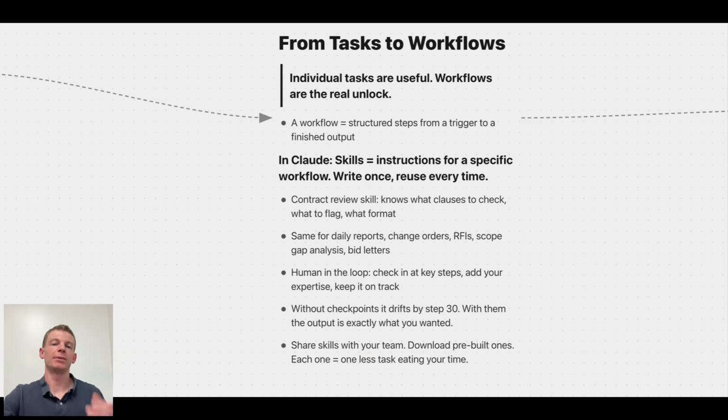So that means by the time it gets to step 30, it's completely useless. So if you have a check-in with it at step 5, you can make sure it's on the right track, plus add any of your own expertise, your own input, and additional context that it may need. And then you do this again at step 10, step 15, step 20, 25, and 30. And that means that the output at step 30 is going to be considerably better, and it's going to be exactly what you wanted from the start.